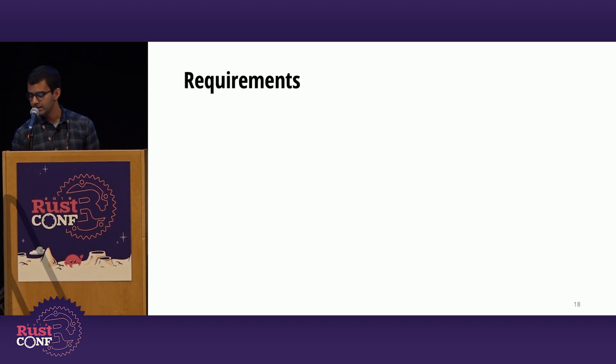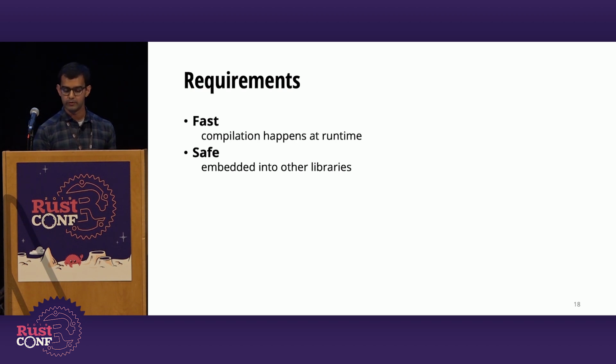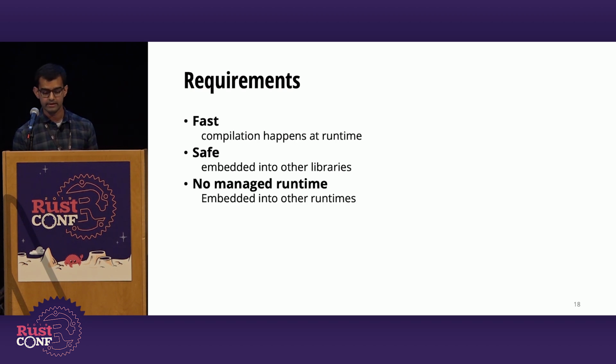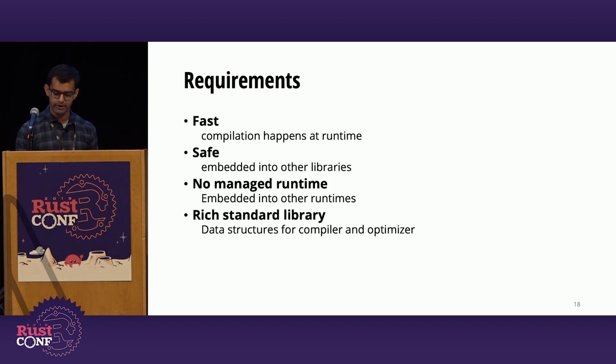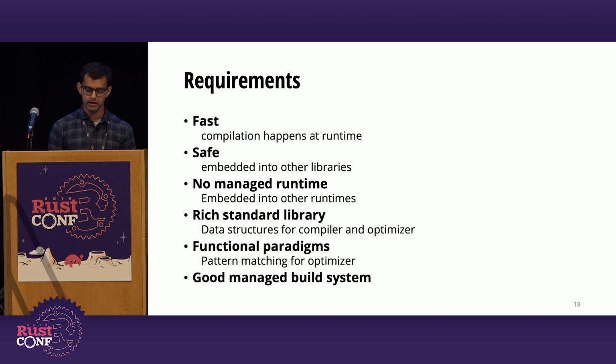Just really quickly reiterating the requirements we had. These are in no specific order. We needed speed because compilation happens at runtime. So this isn't some offline compiler, right? The compilation time actually counts toward what the user sees. We needed safety because we were embedding things into other libraries. We did not want a managed runtime, again, because we were embedding this into other runtimes. We wanted a rich standard library, functional paradigms for things like pattern matching, and also a good managed build system because of the struggles that we had with SBT.